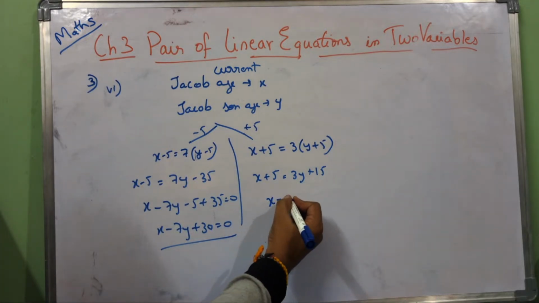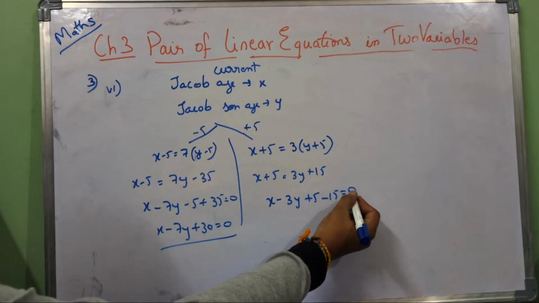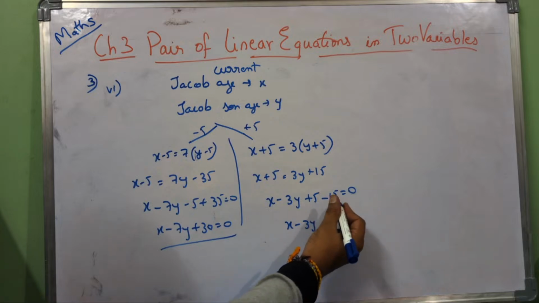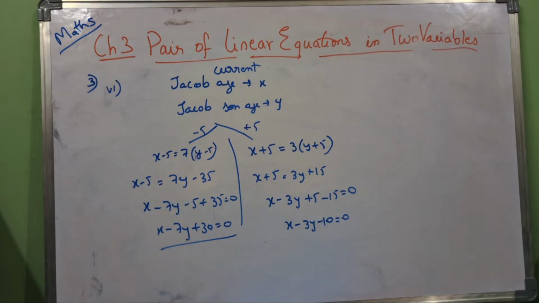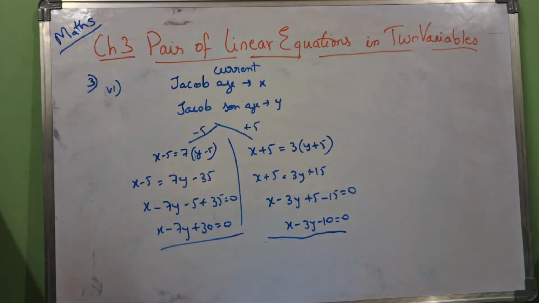To the left side, x minus 3y plus 5 minus 15 equal to 0. Then x minus 3y minus 10 equal to 0. Now I got 2 equations, then using substitution I can get it.